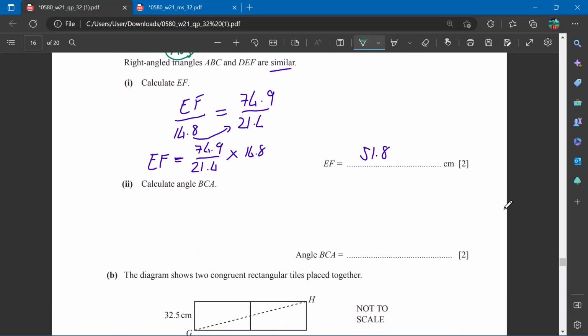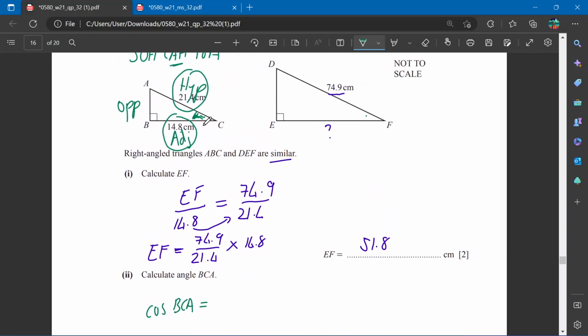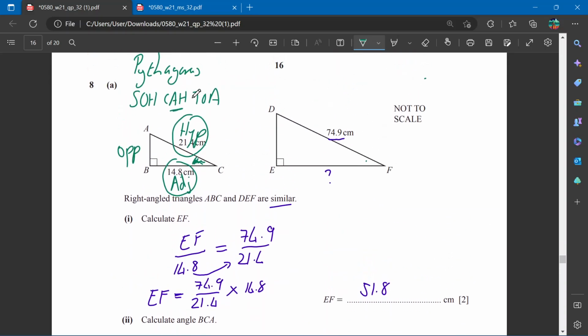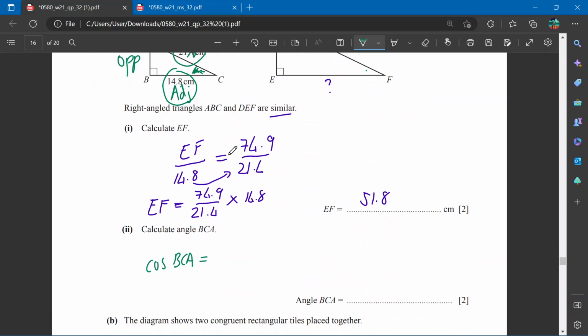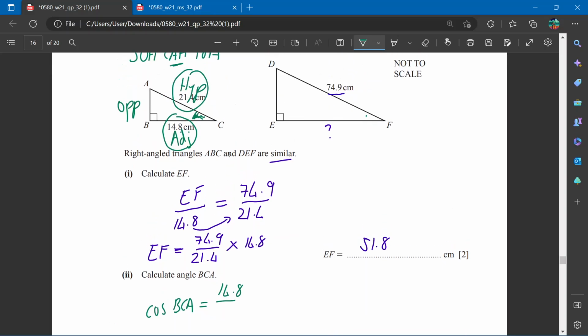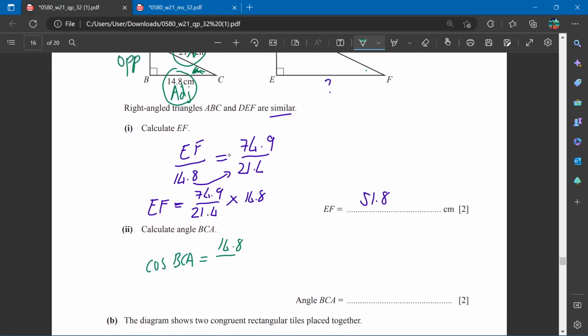So let's write that down. Cos the angle, the angle we don't know. This is angle BCA equals, the A is first, so we put that at the top, 14.8, divided by the hypotenuse, which was 21.4.